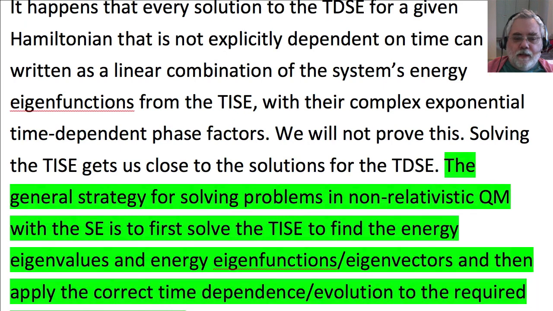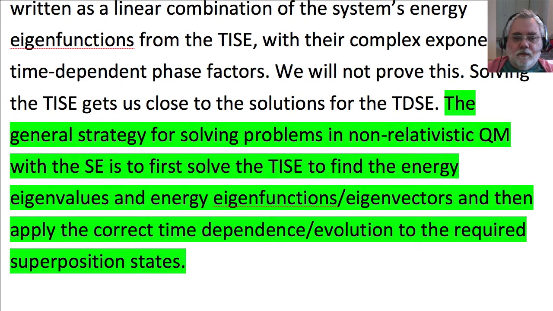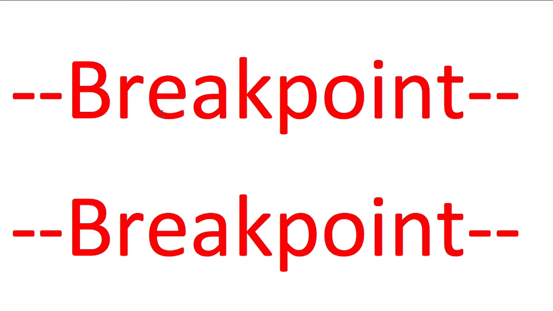The general strategy for solving problems in non-relativistic quantum mechanics with the Schrodinger equation is to first solve the time-independent Schrodinger equation when we can, to find the energy eigenvalues and energy eigenfunctions, eigenvectors, and then apply the correct time dependence or time evolution to the required superposition states. This is a possible time to take a break.